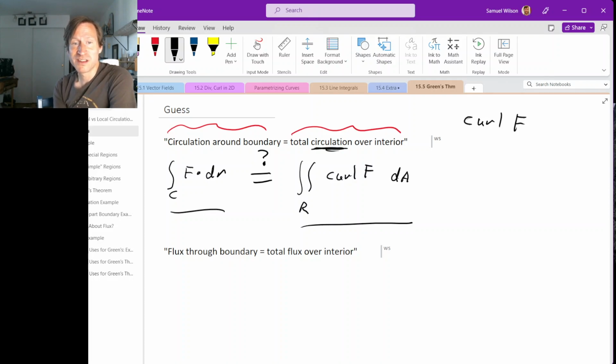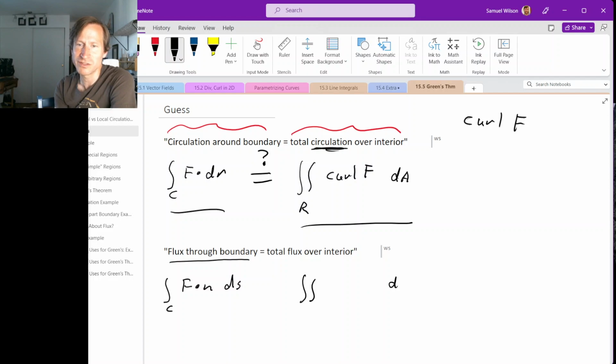All right, what would the corresponding thing for flux be? Again, we already have a definite way of calculating the flux through the boundary curve. That would be the line integral over the boundary curve of our flux integral, which, remember, is f dot n ds. So what would the total flux over the interior look like? Again, integrating over an interior would be a double integral dA, the integral over the interior region. But what thing about a vector field tells you how much it is spreading away from a given point? Well, that's divergence.